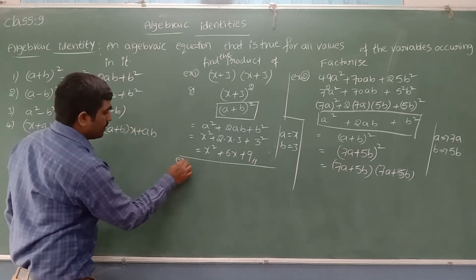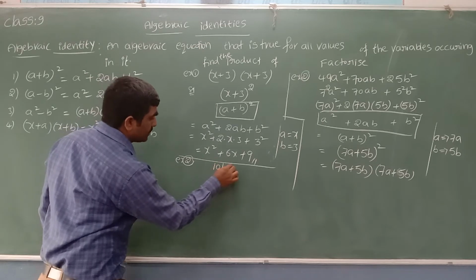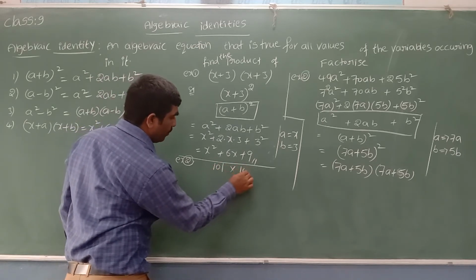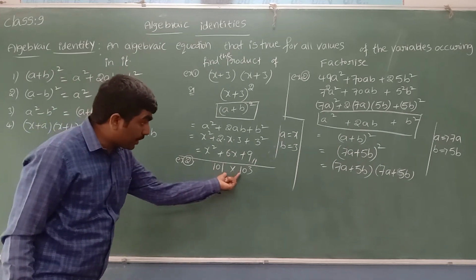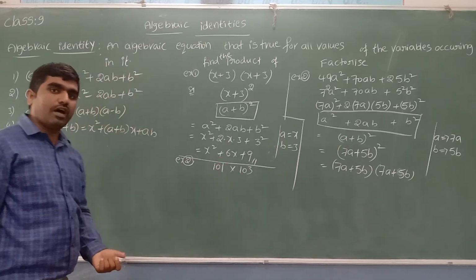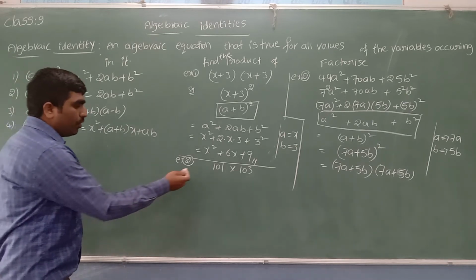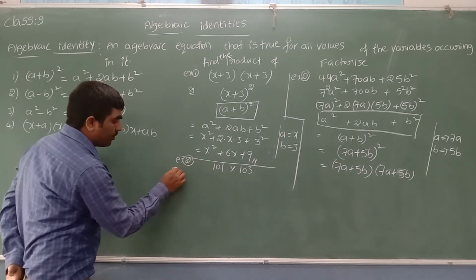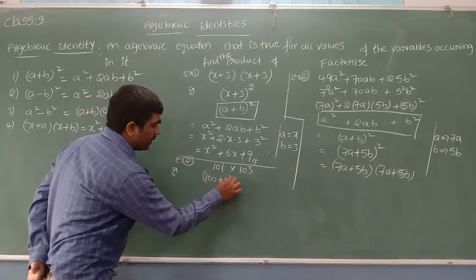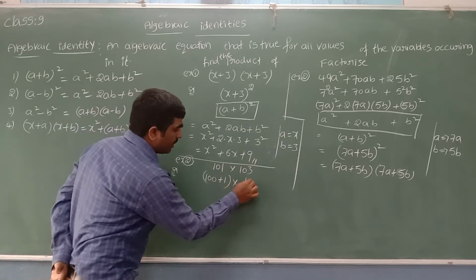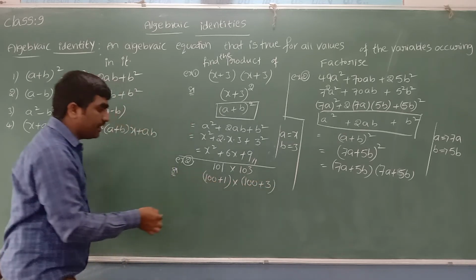Suppose I want to multiply 101 into 103. To find the product of numerical expressions also we can take the help of these algebraic identities. 101, take the nearest round figure of 101, 100. 100 plus 1 into 103, round figure 100, 100 plus 3. Now tell me, it is like which identity?